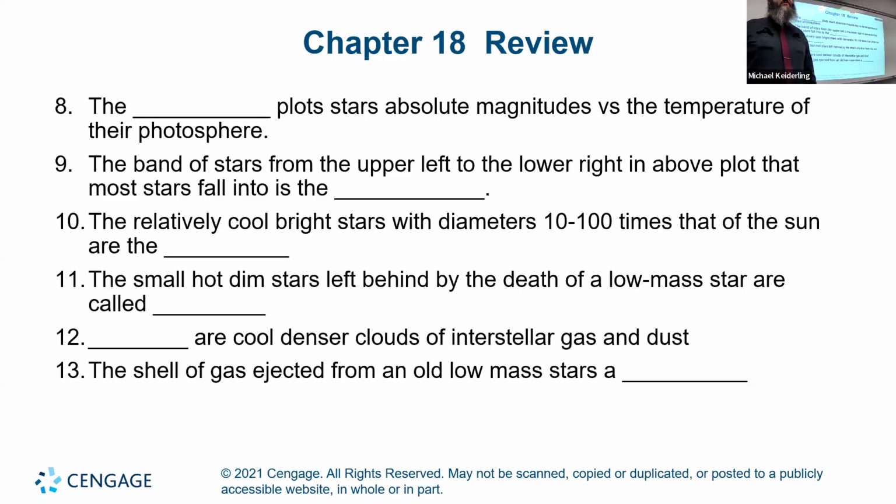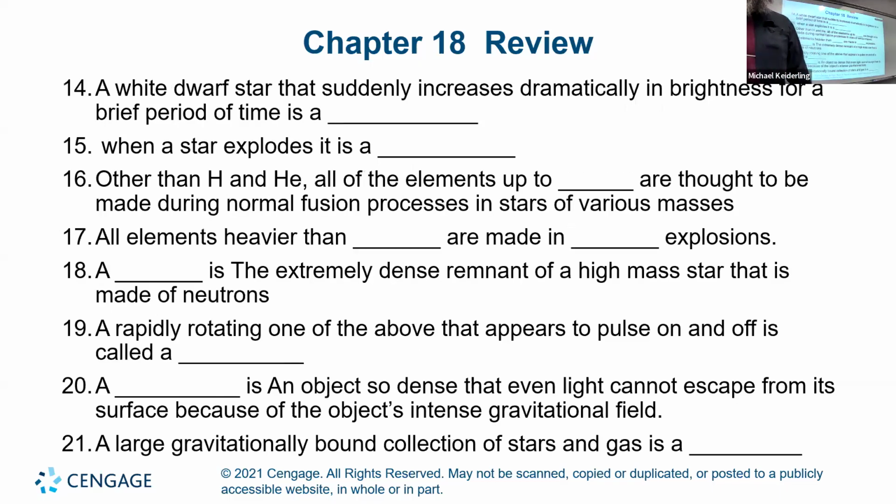The shell of gas ejected from an old low-mass star is a planetary nebula, called that because it looked vaguely planet-like when it was seen in the 1700s. A white dwarf star that suddenly increases dramatically in brightness for a brief period of time is called a nova. When a star explodes, it's a supernova.